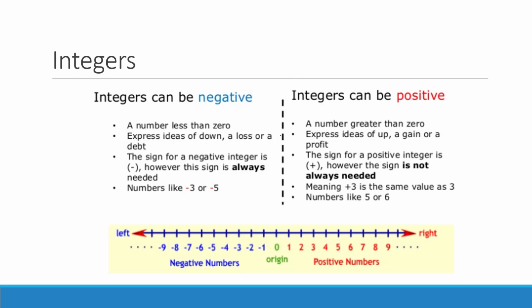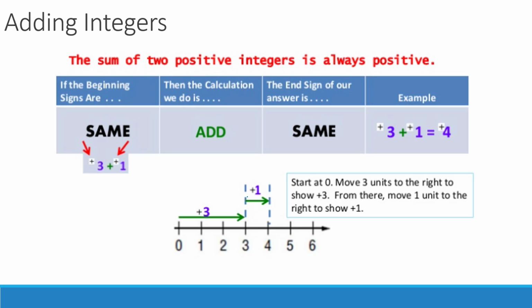We're going to be focusing our efforts on integers. So integers, again, can be positive, and integers can also be negative. If you're thinking about your number line, 0 is what separates your positive and your negative numbers. Positive numbers are to the right of 0, negative numbers are to the left of 0. We're going to be talking about the operations with positive and negative numbers.